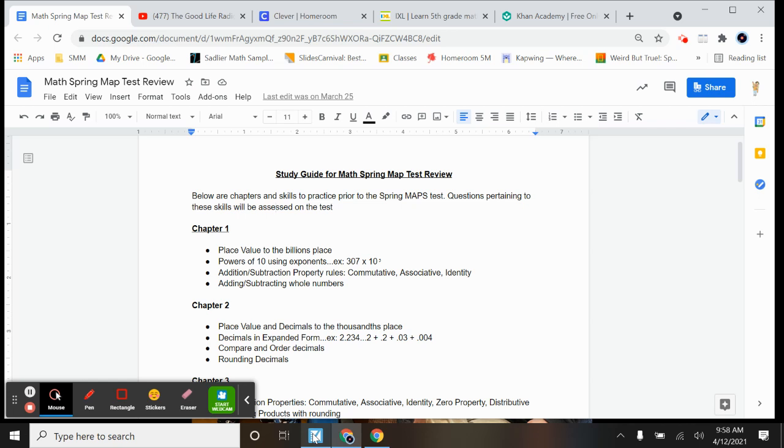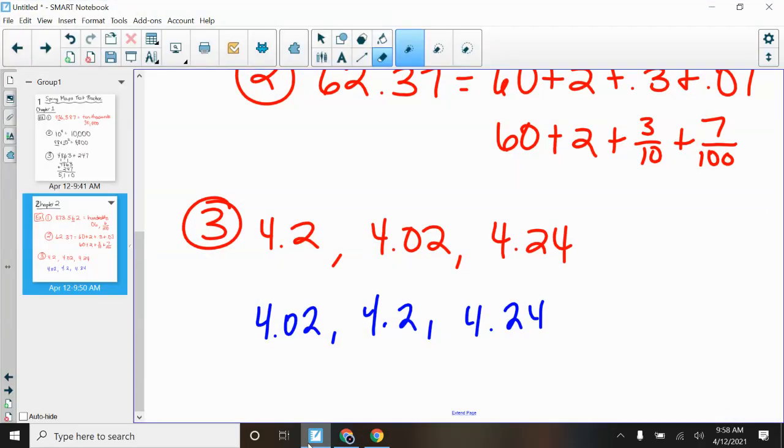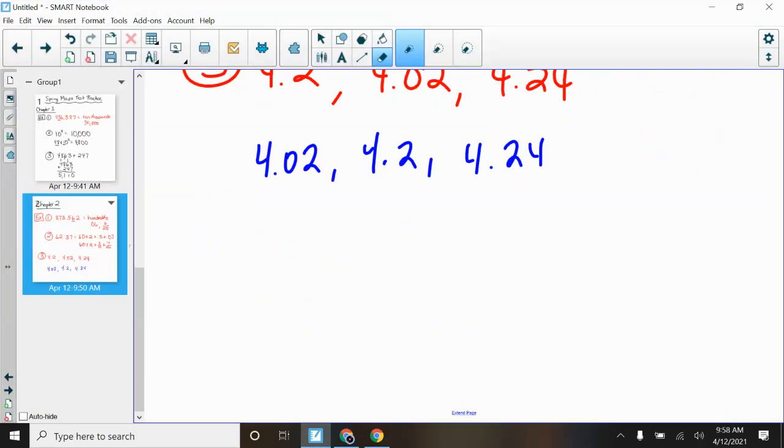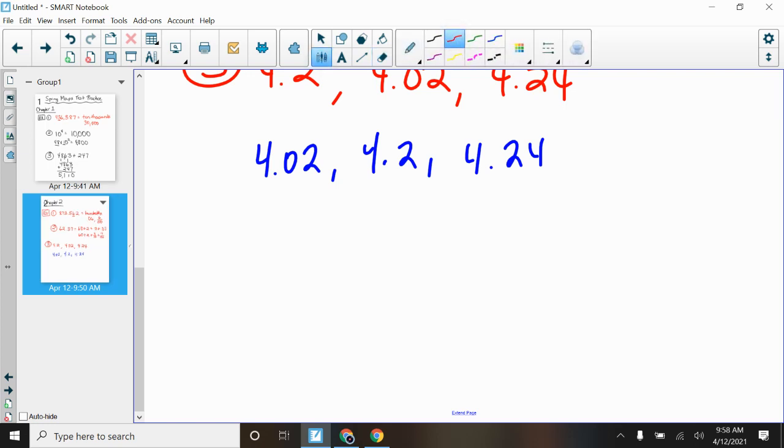Last little bullet point in chapter 2 is rounding decimals. So this sounds like an easy skill, but sadly, I have a lot of people not know how to round. I don't know why that happens. I don't know why we got to be fifth graders and we don't know how to round. That's scary. Rounding is something that was taught much earlier in your math life.